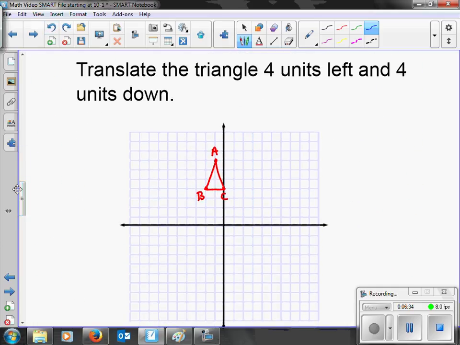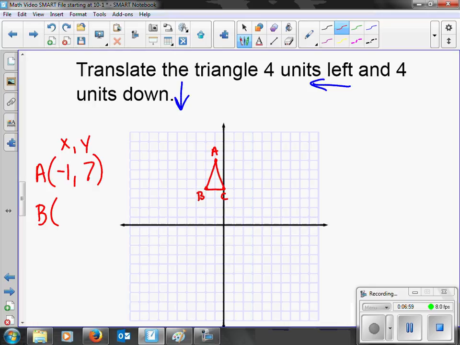Translate the triangle 4 units left and 4 units down. So we're going to the left and we're going down. Okay, so first I got to find where they start, the coordinates where they start. So in the x direction, remember x goes first, then y. It's a -1, comma, and then it's up 7, so +7. B is over 2, -2, and then up 4.